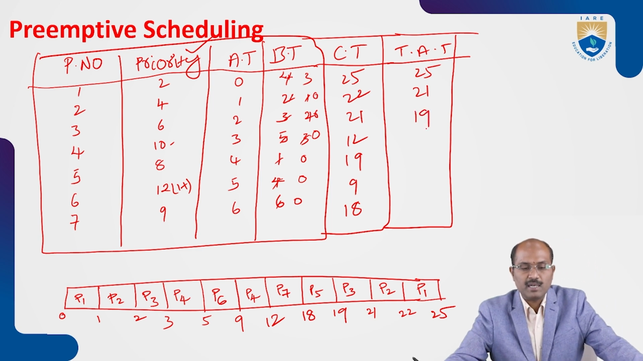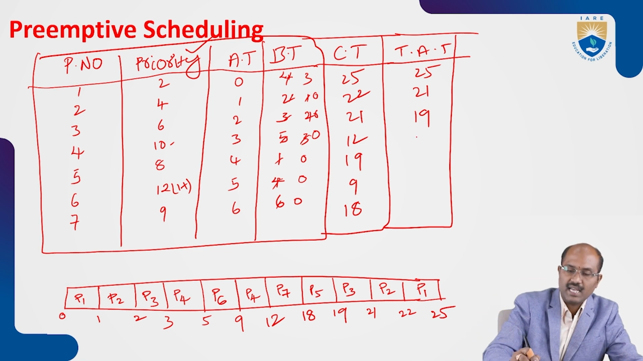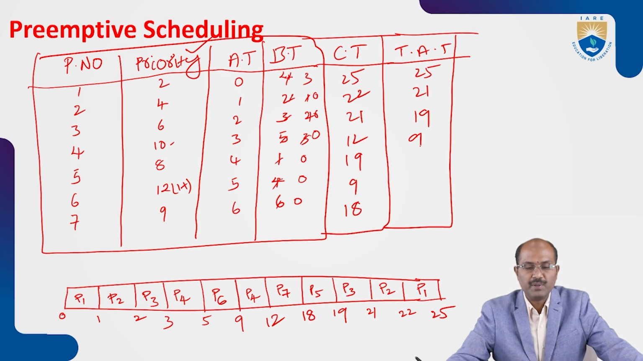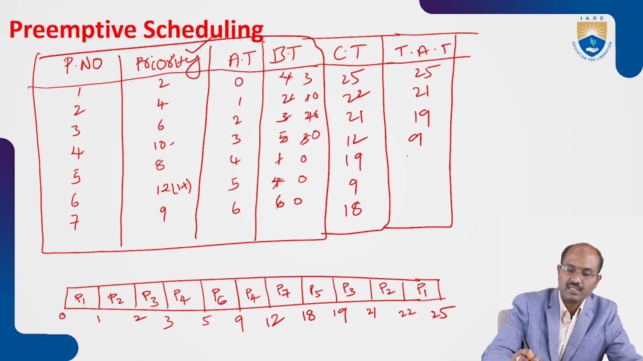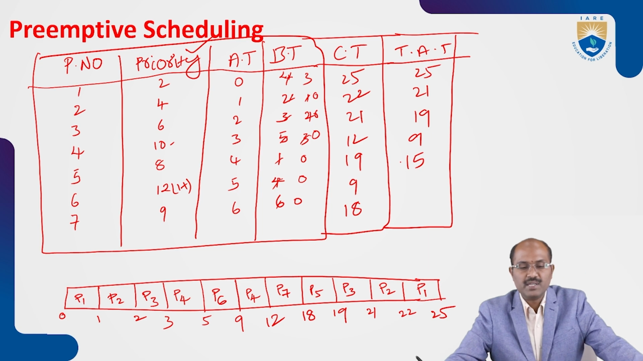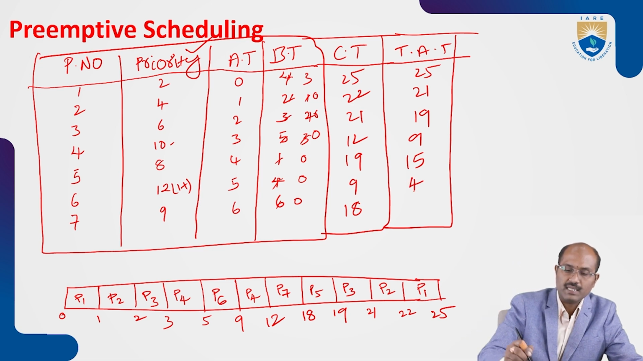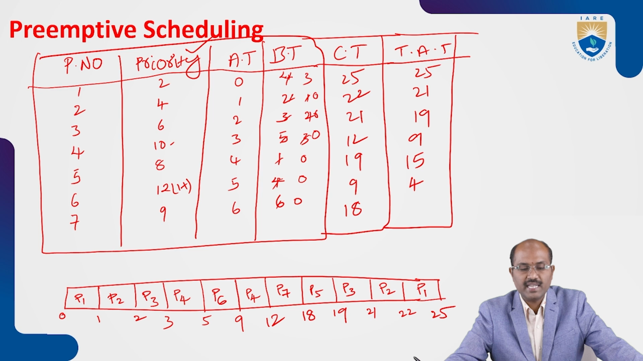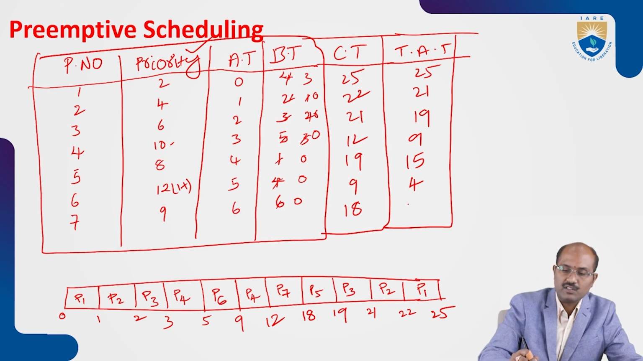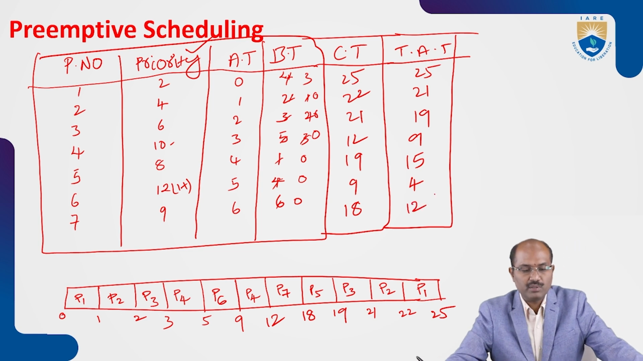Then P4 completion time is 12. The arrival time is 3. 12 minus 3, that is 9. 9 is the turnaround time for P4. P5 completion time is 19. That arrival time is 4. So 19 minus 4, 15 is the turnaround time for P5. P6 completion time is 9. That arrival time is 5. 9 minus 5 is 4, the turnaround time for P6. P7 completion time is 18, arrival time is 6, 18 minus 6, 12 units of time is the turnaround time for P7.